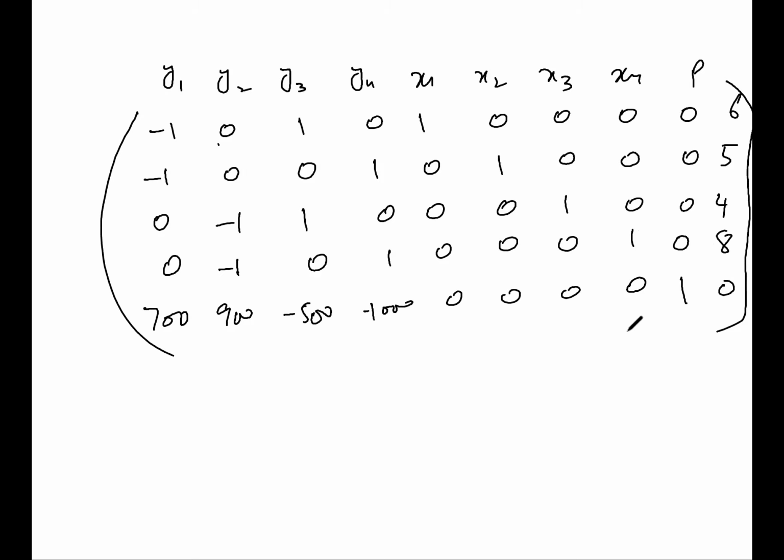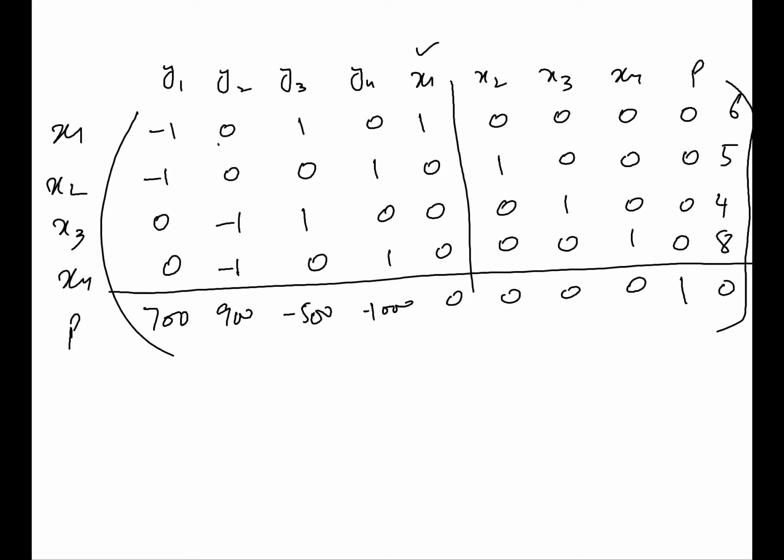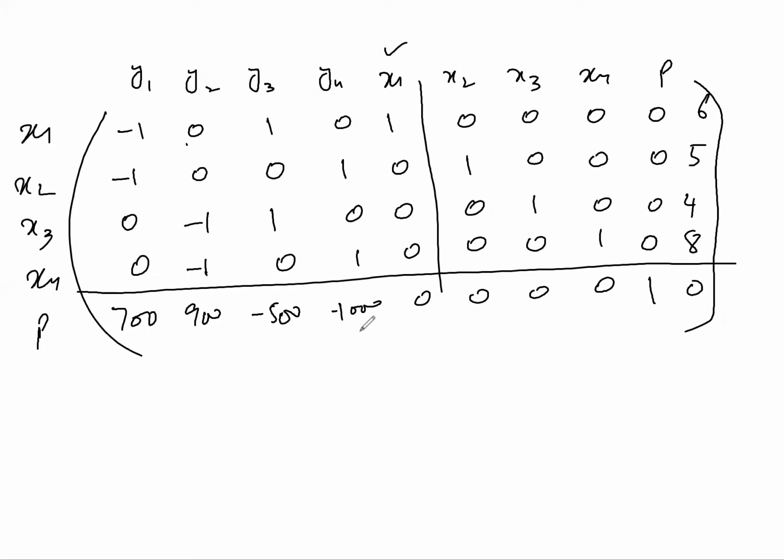Now our basic variables are x1, x2, x3, x4 and p. Why are they basic variables? Because in their columns, if you see here, we have 1 and the rest of the elements are 0. Similarly for x2, x3, x4 and p. Now the most negative number in the bottom row is minus 1000. So this is our pivot column.